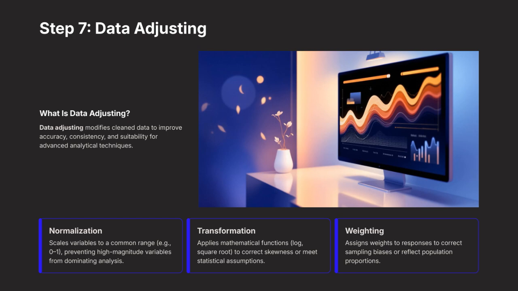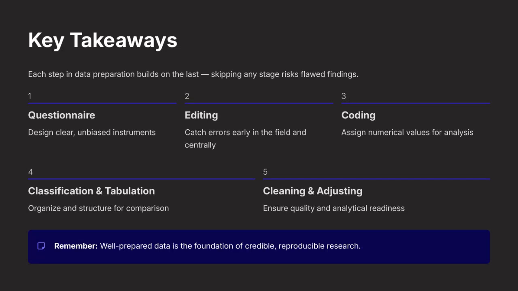Overall, data adjusting is about refining our data, making it more accurate, consistent, and suitable for advanced analytical techniques. It's a crucial step that can significantly improve the quality of our insights. Remember, well-prepared data is the foundation of credible and reproducible research. Each step in the data preparation process is crucial, and skipping any stage can lead to flawed findings. So, it's important to ensure quality and analytical readiness from the start.